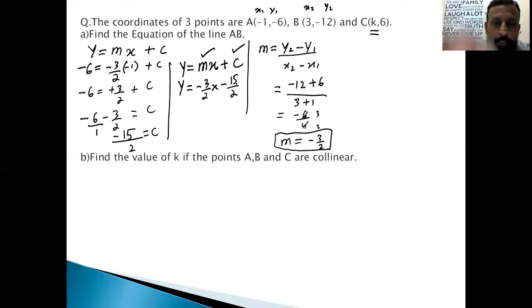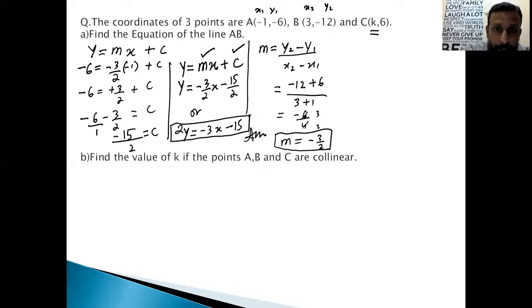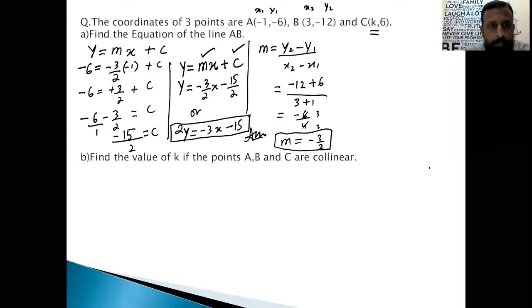Now dear students, you see that there are two denominators and both the denominators are the same, 2 and 2. So you can take the LCM of 2 and 2, that will be 2, and you can cross multiply it on the other side. So finally you have your equation in this form: 2y equals negative 3x negative 15. So this is the correct form of the equation of a line. I hope your concept is clear and you have recalled it again.